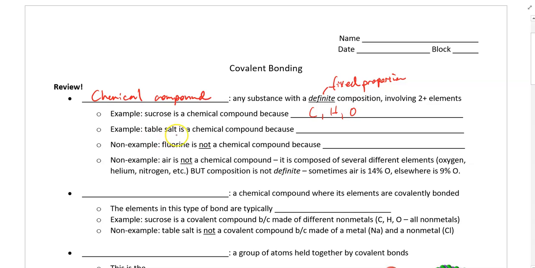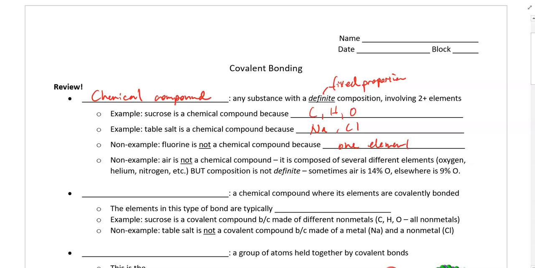Also, table salt, which you probably recognize, is sodium chloride, because that, once again, contains multiple elements, in this case NaCl, in a very specific ratio. However, as a non-example, fluorine is not a chemical compound because it's just one element, right? That's not a substance that has more than one element. There you go, just one element.